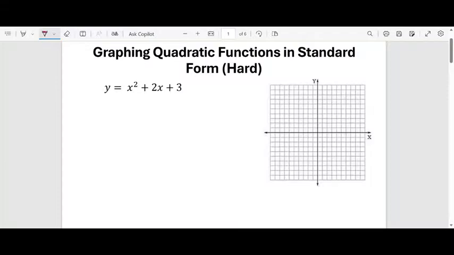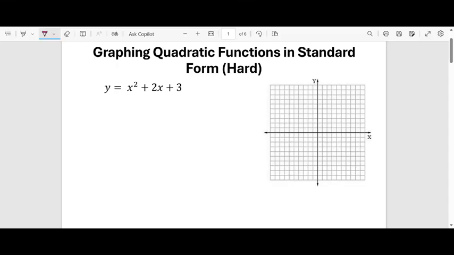Hi everyone, this video is going to cover some graphing of quadratics. This is your challenging version. If you haven't already watched the easy version of graphing quadratics, those quadratics were in a form that could be factored. This is the harder version of those. So these are quadratics that are in standard form, which cannot be factored, where you'll have to complete the square or use the axis of symmetry formula to solve them.